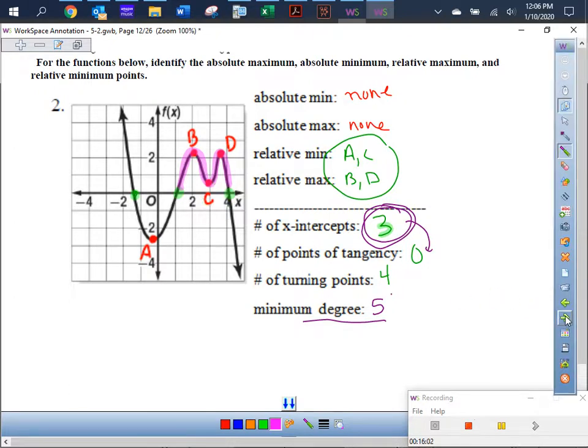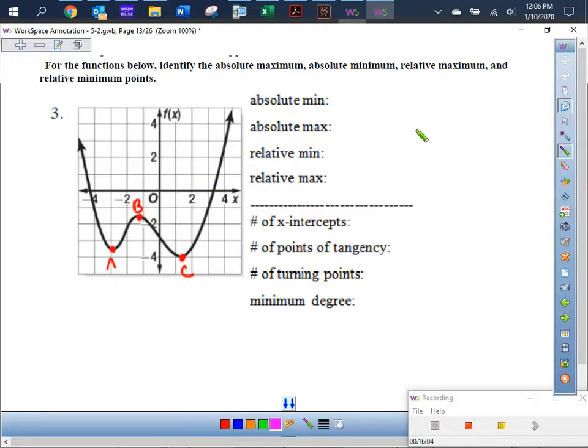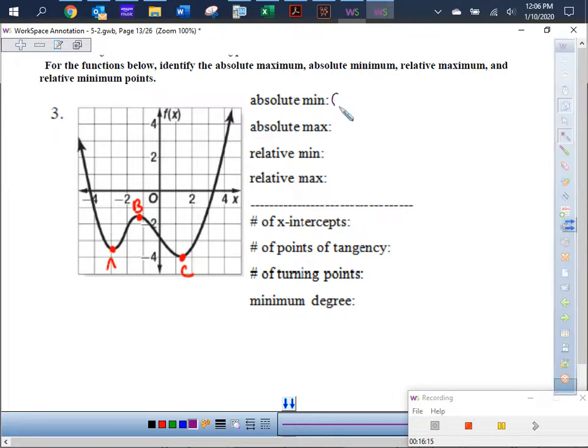So, weird. Let's try again. Absolute minimum of this graph: since it is even, it's possible for that to happen. With a positive leading coefficient, that will happen. The absolute minimum is just C. A is not an absolute minimum. C is as low as it goes. The absolute max, there is none, because this goes up to infinity. Relative mins, though, that's where we list A and C. And the relative max, that's just B, somewhere where it maxed out.